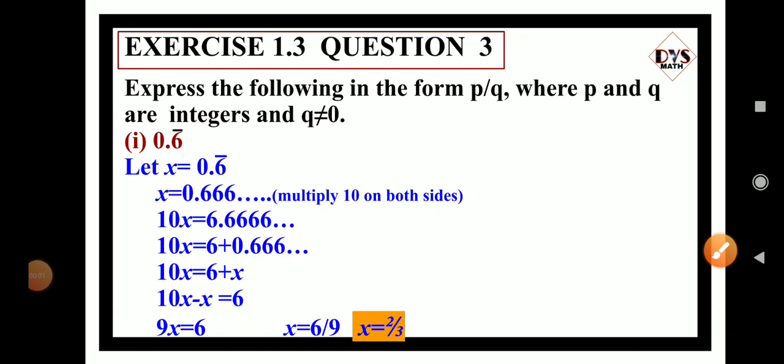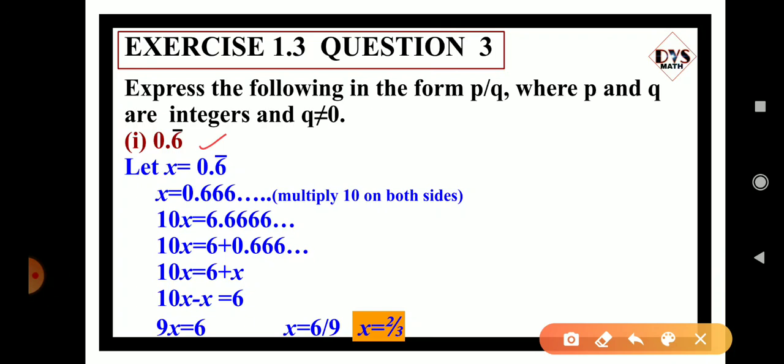Hi, we are continuing with exercise 1.3, question number 3. Express the following in the form of p by q where p and q are integers and q is not equal to 0. That means they gave the decimal expansion, and we have to convert the decimal expansion into p by q form, that means fraction form. So let us take the first question, which is 0.6 bar.